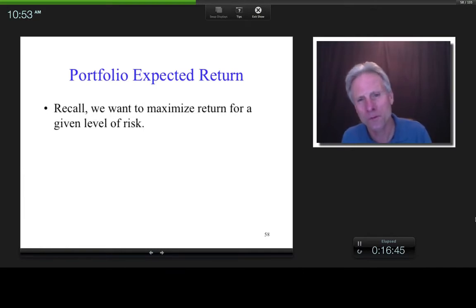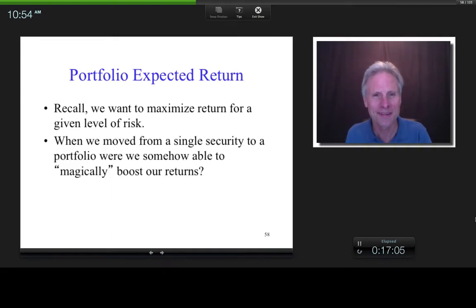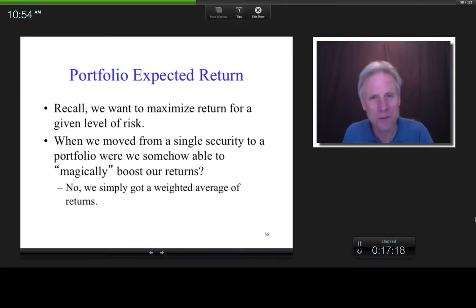So, did anything magical happen? From our perspective, our goal for a given level of risk is to do what with returns? Maximize or minimize? Presumably maximize. So when we moved from a single security to a portfolio, did we magically boost our returns somehow, or was it just a fair way to calculate portfolio expected returns? Just a fair way. It was just a simple weighted average.